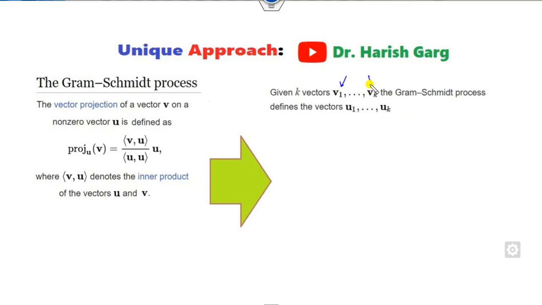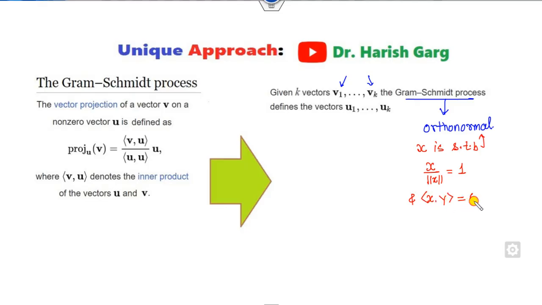If you have the vi's, then the Gram-Schmidt process will provide you the orthonormal vectors. What is the meaning of an orthonormal vector? X is said to be an orthonormal vector if norm of x is 1, and for another vector y, x dot y should be 0.